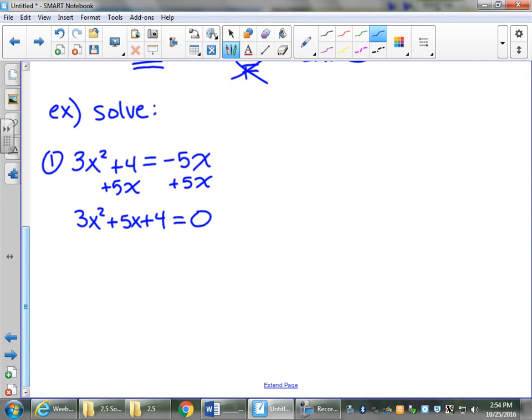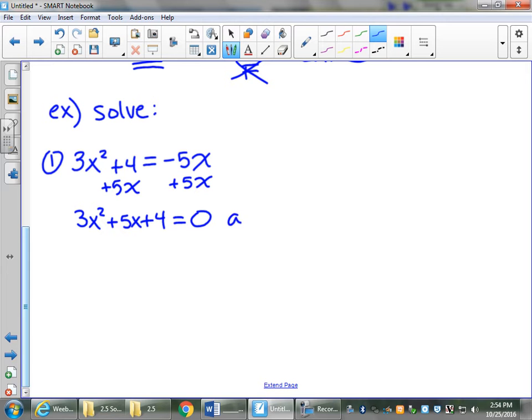Just like with factoring, it's much easier when the a value is positive. You can do the formula with a negative a value. There's just a lot less chances for error when you're using the formula if a is positive. So I would encourage you to move the terms to whatever side would keep your a value positive.